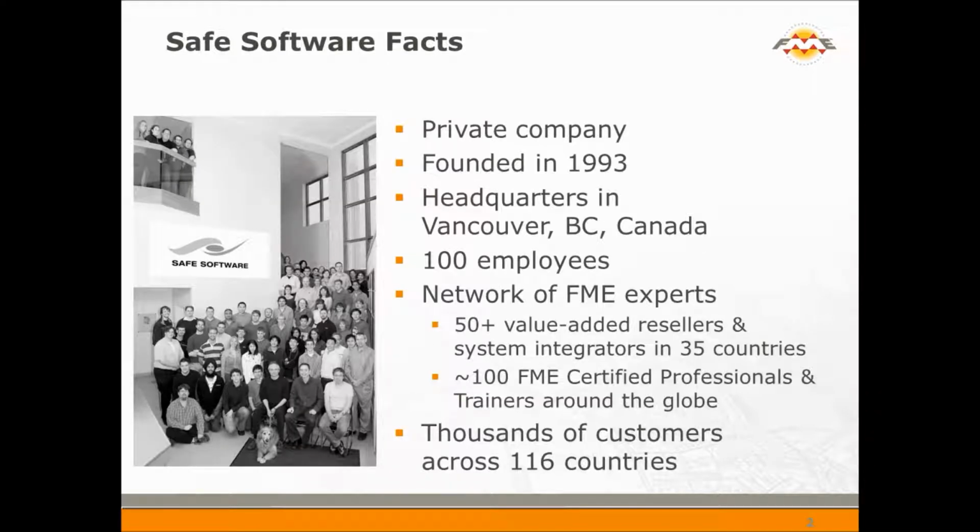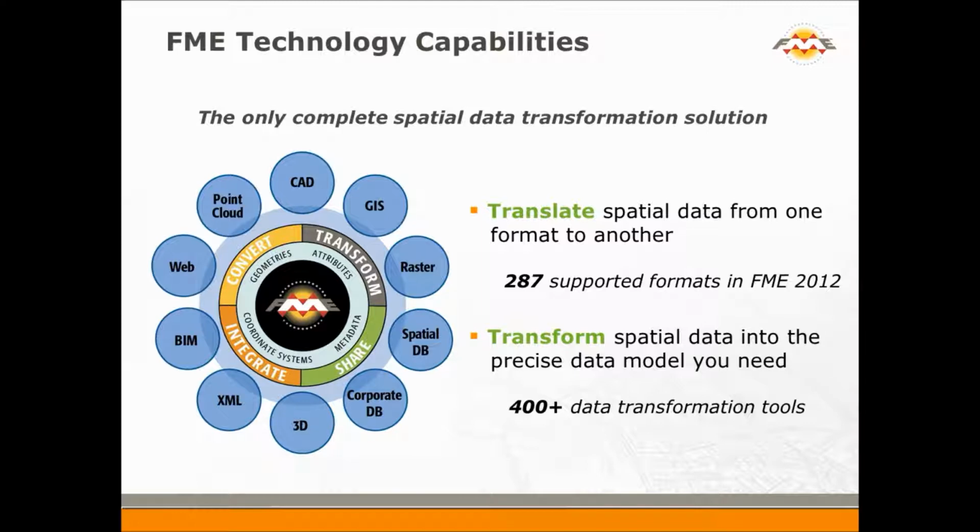Safe Software is based in Vancouver, Canada, with about 100 employees. And we have partners and users around the world, including many in Europe. We got started with file format translation, CAD to GIS, and then expanded to raster, database, XML, and now extensive support for 3D.